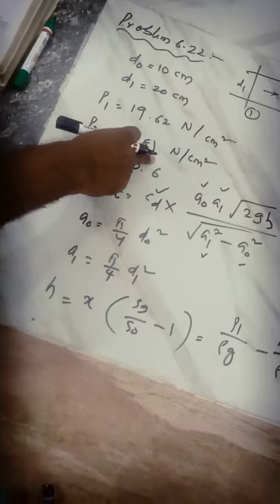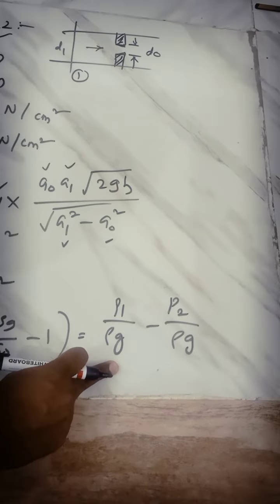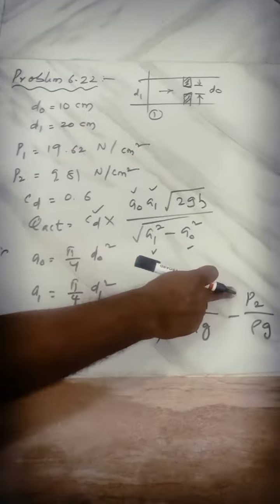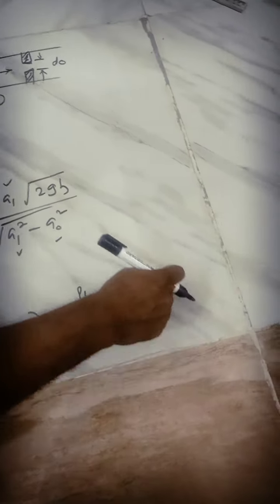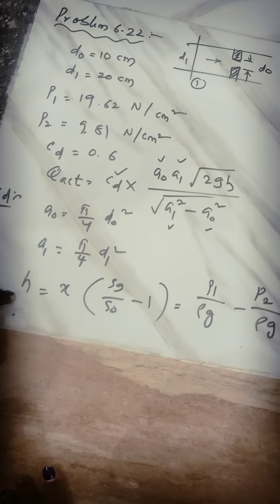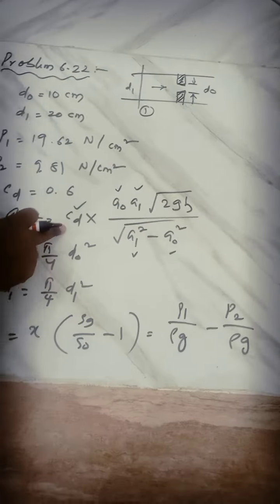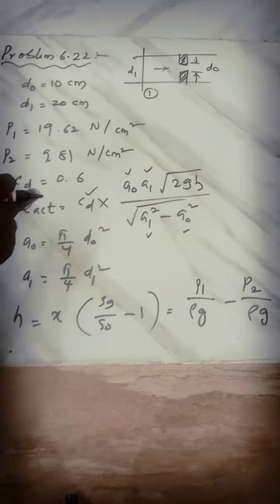What is P1? 19.62. What is P2? 9.81. Substitute P1 19.62, rho equals density 1000, g gravity 9.81, minus P2 9.81 by density 1000, gravity 9.81. After substituting these P1, P2 in this equation, we find the H value. Substitute the H value in this equation, the g value, A0, A1, and CD also given 0.6. Substitute the values and simplify, we'll get Q actual.